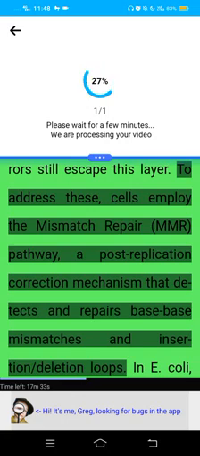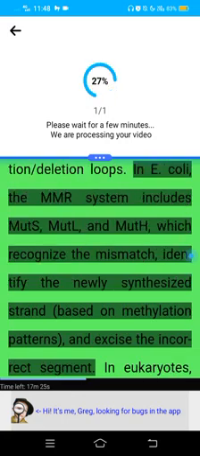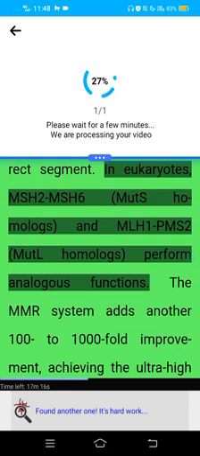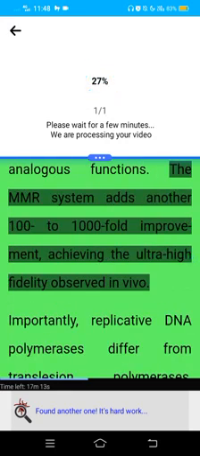and insertion-deletion loops. In E. coli, the MMR system includes MutS, MutL, and MutH, which recognize the mismatch, identify the newly synthesized strand based on methylation patterns, and excise the incorrect segment. In eukaryotes, MSH2, MSH6 (MutS homologs), and MLH1, PMS2 (MutL homologs) perform analogous functions. The MMR system adds another 100 to 1,000-fold improvement, achieving the ultra-high fidelity observed in vivo.